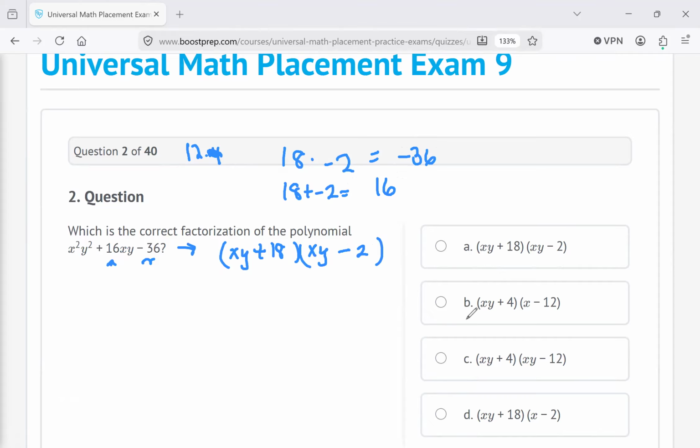So what answer is that? xy plus 18, xy. Yes, letter D. Ooh, careful. I need an xy. So xy plus 18, xy minus 2. There you go. Letter A. Okay, perfect.